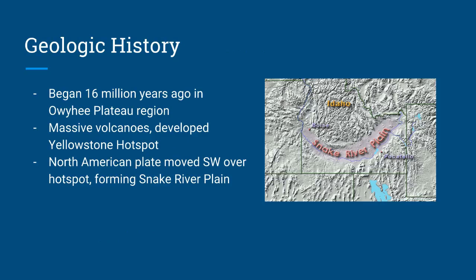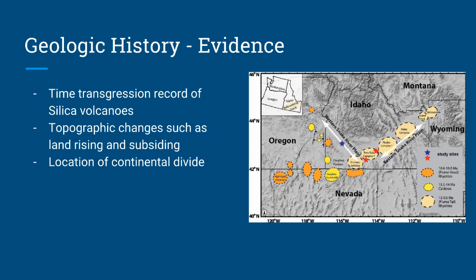The general geological history of the Snake River Plain province began approximately 16 million years ago. It began to take place on the Owyhee Plateau region in eastern Idaho, where the Idaho, Oregon, and Nevada borders meet. At first, massive volcanoes were formed, and this has caused the development of the Yellowstone hotspot that we know today. Then, the North American plate moved southwest over the hotspot into Wyoming. This caused the Snake River Plain to form.